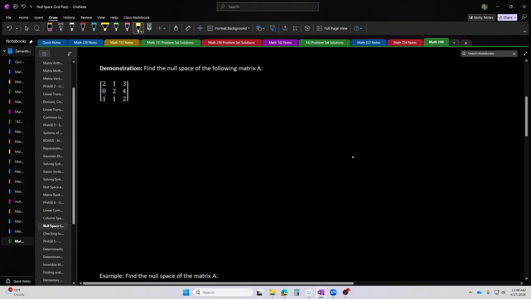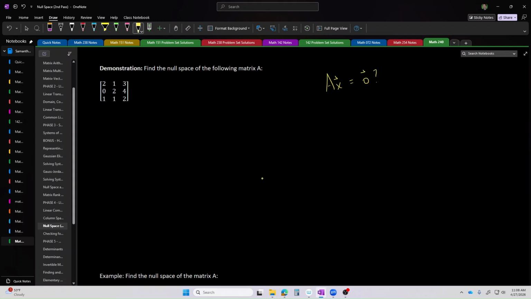It says, find the null space of the following matrix A, and we have 2, 1, 3, 0, 2, 4, 1, 1, 2. So because we're interested in the null space of the matrix, we're asking ourselves essentially what are the solutions to the matrix equation AX equals 0?